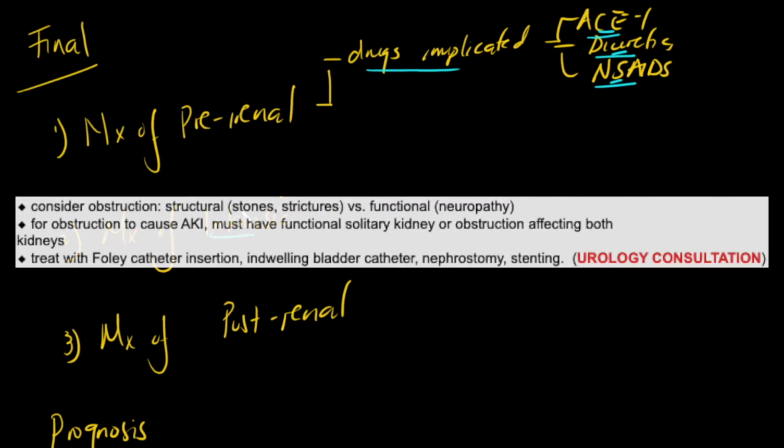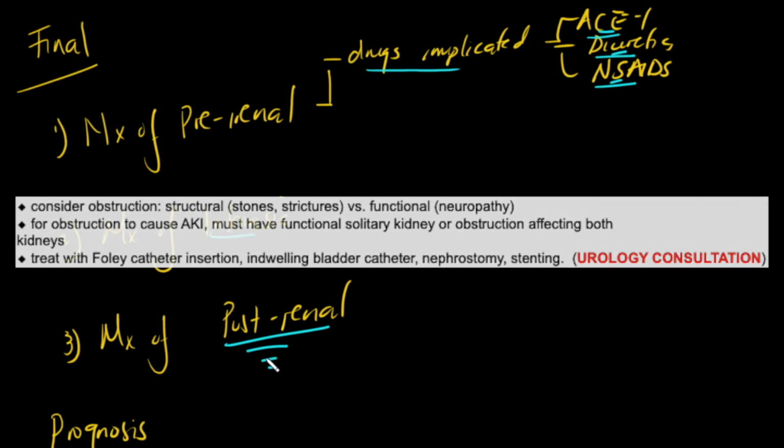And finally, for your post-renal, you consider obstruction, whether it's structural in the form of stones or strictures, or it's functional in the form of neuropathy. So what you want to do is to correct that obstruction. So it's very, very important. We typically insert a Foley catheter, or you do an indwelling bladder catheter, or a nephrostomy or stenting. Basically, these patients usually need a urological consultation, especially if there's a serious obstruction.